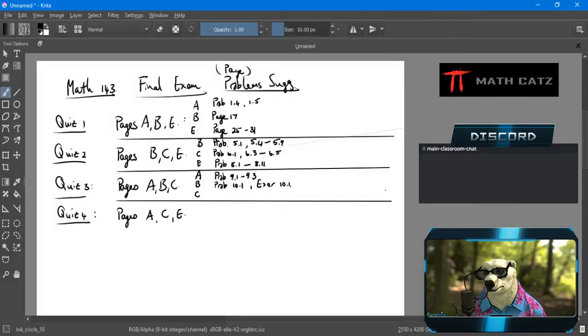10.2. So those aren't listed as problems because it is the exact same question. You just practice it over and over and over. Exercise 10.1, 10.2.